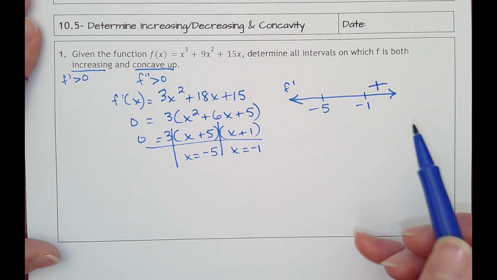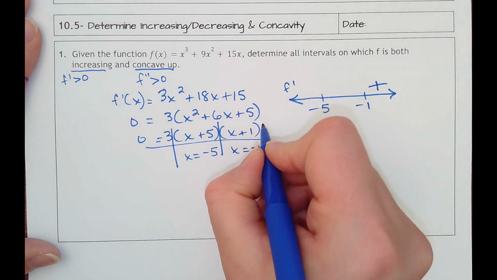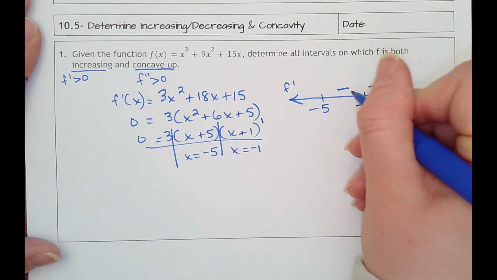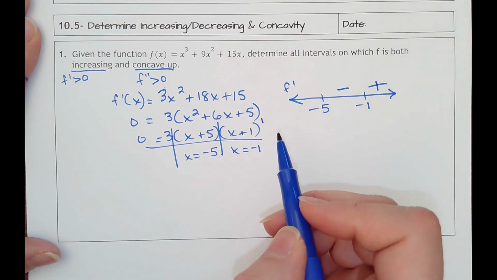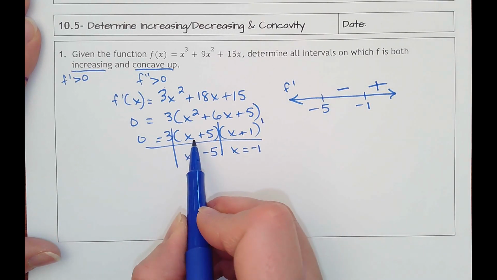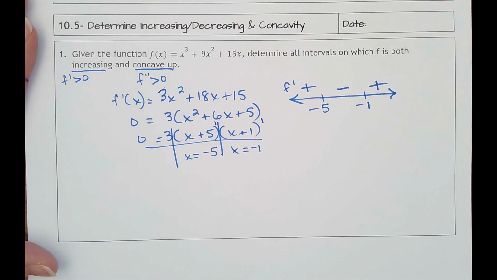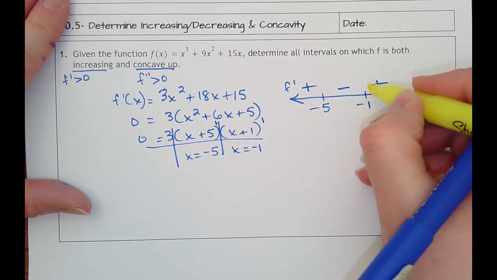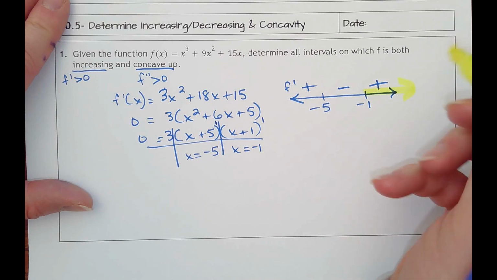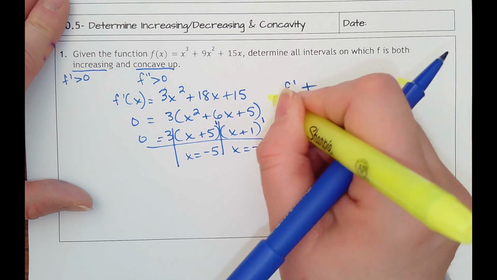Then I can check multiplicities. So my factor of x plus 1 has an odd multiplicity. It'll be opposite signs here, cross through. At -5, my factor of x plus 5 also has an odd multiplicity, so it'll change signs again. So where is this function increasing? From -1 to infinity and from -infinity to -5.